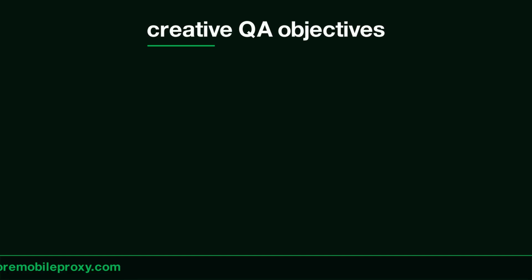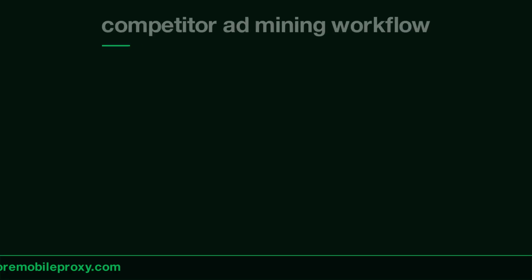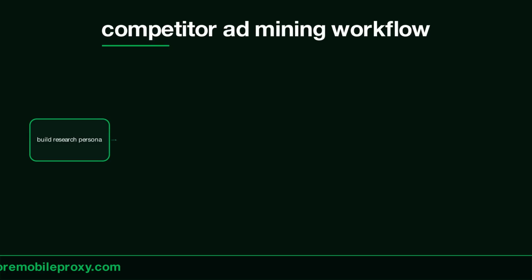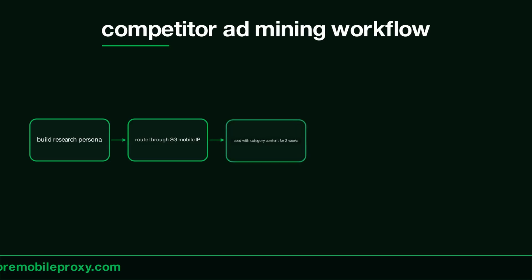The first is creative QA. Verify your line items deliver the right creatives to the right audience in the right placement. Build research personas matching your customer profile. Route them through Singapore mobile IPs. Expose them to seed content for 2 weeks. Capture the ads the platforms serve. The output is a competitor ad map that does not get noticed by the competitor's tracking.